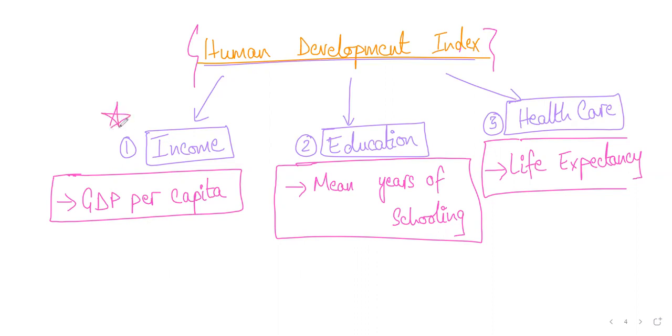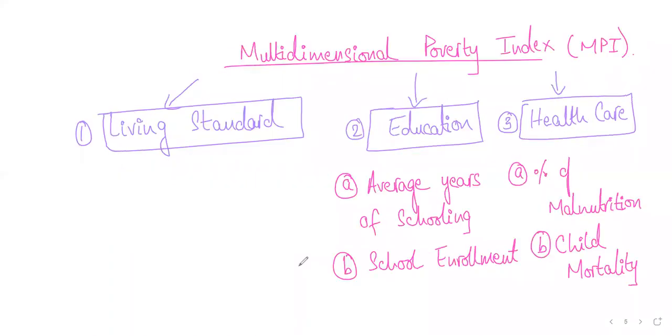What are these 3 most important things? How much is the income of a country? How good are the education facilities in a country, and how good are the healthcare facilities in a country, right? Easy? Is it simple? Okay. Same goes for multidimensional poverty index, right? It is also calculating the development of a country on 3 dimensions: living standards, education, and healthcare.